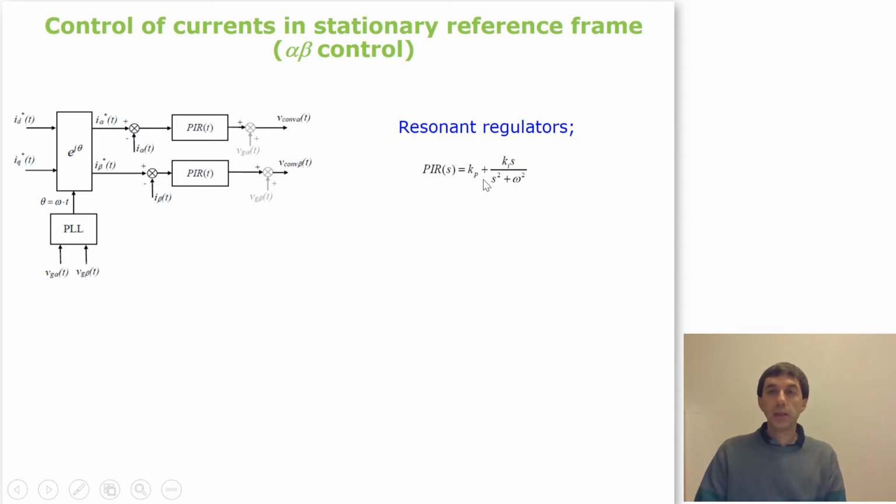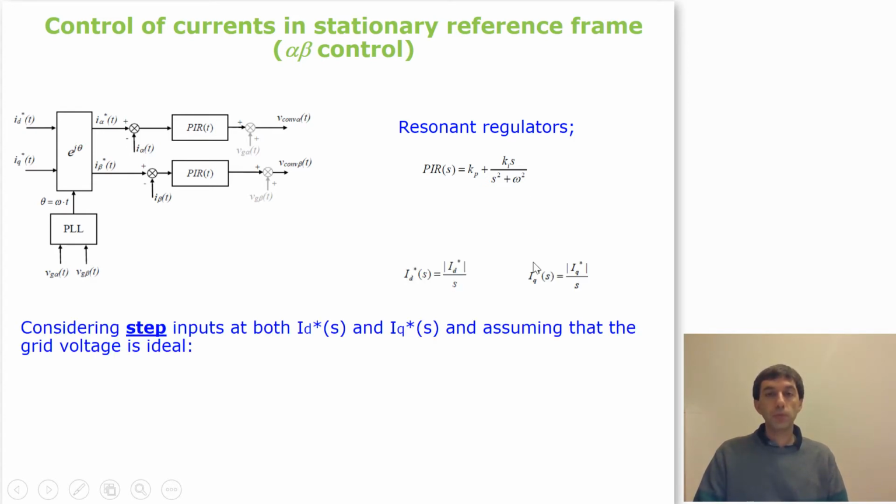So here is the equation employed for the resonant regulators that we use at both loops. Here are the equations in the S domain, obtained by applying the Laplace transformation, with Kp and Ka two gains that must be tuned, and omega, as we said before, the radians per second of the frequency of the grid. So if we are in a grid of 50 Hz, that will be more or less 314.16 radians per second. And here we will consider step inputs for both components of the current references in D and Q. So the equations in the S domain are these ones.